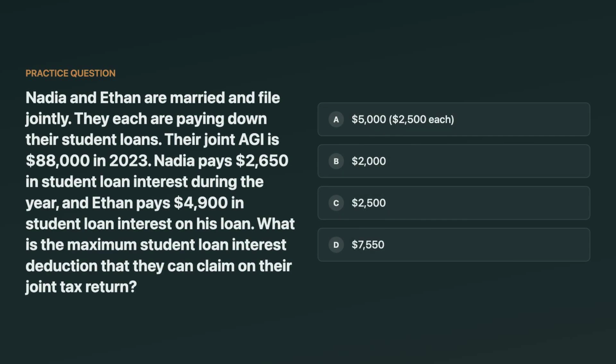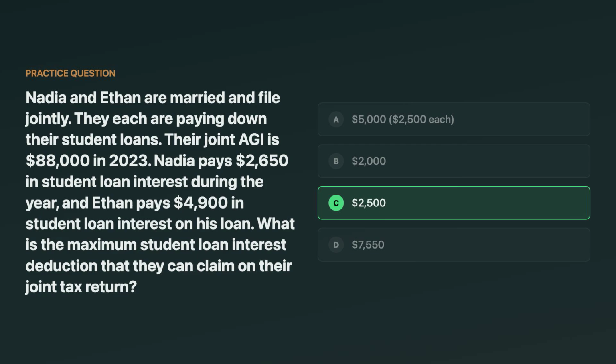Nadia and Ethan are married filing jointly. Their joint AGI is $88,000 in 2023. Nadia paid $2,650 of student loan interest, and Ethan paid $4,900 on his loan. What is the maximum student loan interest deduction they can claim on their joint return? Options include $5,000, $2,000, $2,500, or $7,550. Think about it.